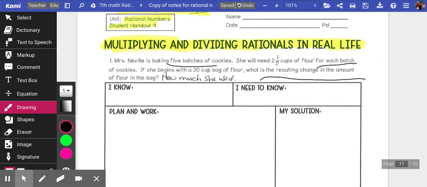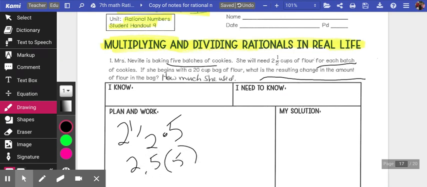So the plan I'm going to do is, I know that she's using 2.5 cups of flour for each batch. So I'm going to do 2.5 times 5. Now you could either turn that into 5/2 times 5, or I probably would do 2.5 times 5. And that answer is 12.5. So that's how many cups of flour she used.